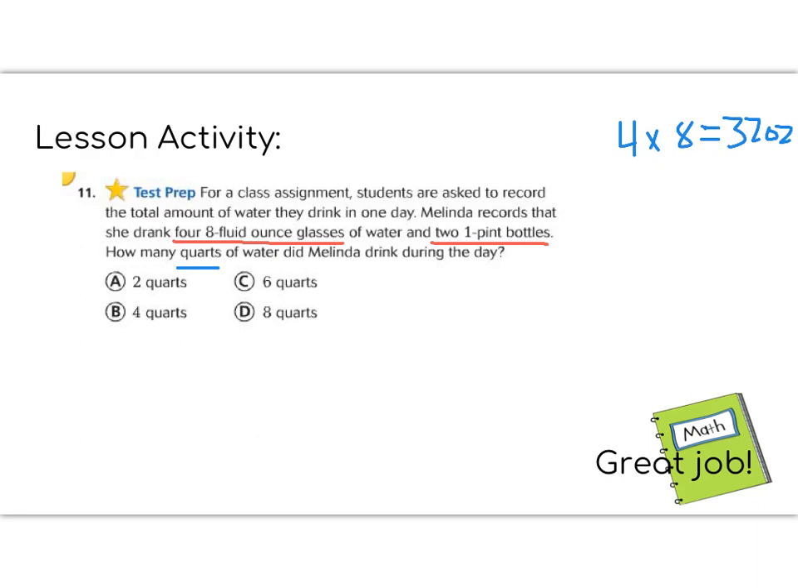Then she also drank 2 1-pint bottles. So 2 times 1 would be 2 pints. So now we need to have these two be the same so that we can add them. So let's think about how many ounces are in a cup, and then we're going to have to go from cups to pints. Well, there are 8 ounces in a cup, and ounces are small and cups are big, so we're going to divide. So 32 ounces divided by 8 ounces in a cup is going to get us to cups, and 32 divided by 8 equals 4.